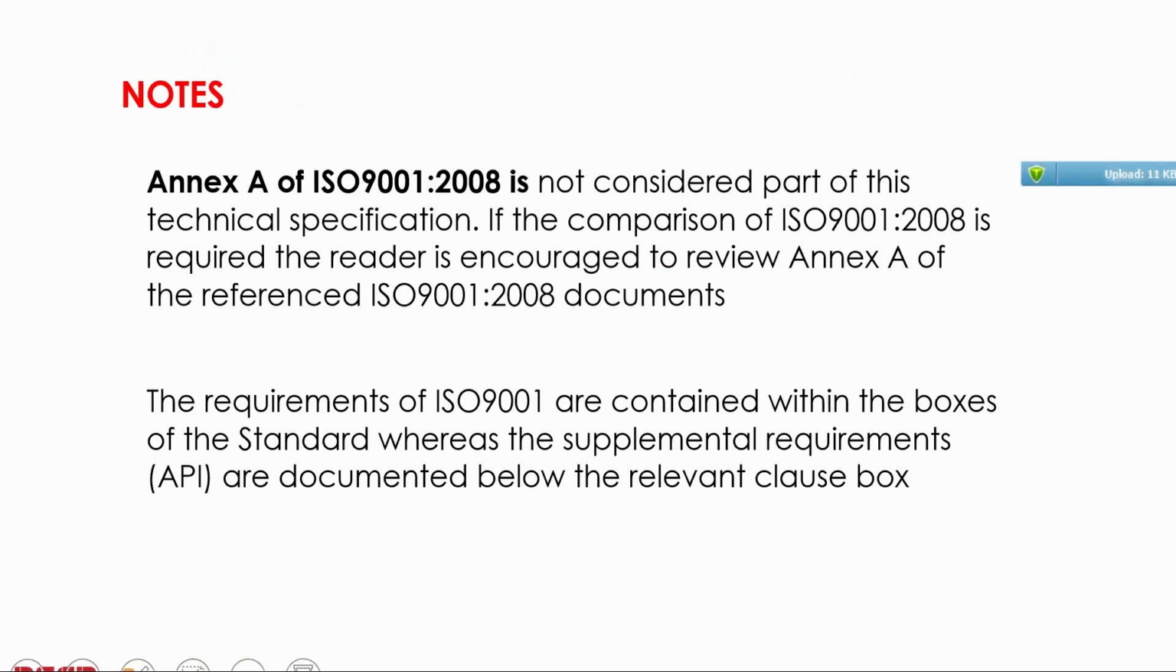So the first slide talks about Annex A in the 29001-2010, saying that it's not considered part of the technical spec. I think these notes are self-explanatory. It just makes a difference between the technical spec put together with the API, the American Petroleum Institute, and the parts relating to ISO 9001.